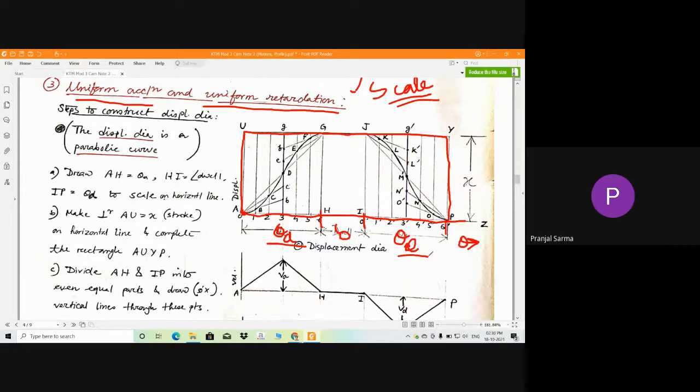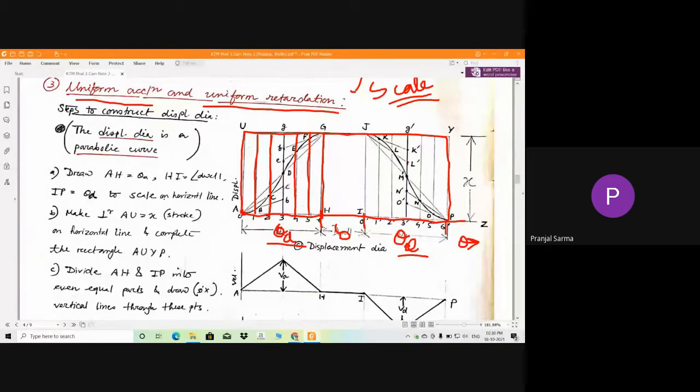Now we are considering 6 divisions. After theta A as well as theta B, for the dwell there is no need, already we know. So now we are going to make 6 equal space divisions here. And don't forget to give some names to those points, like H, G, I, J, etc.